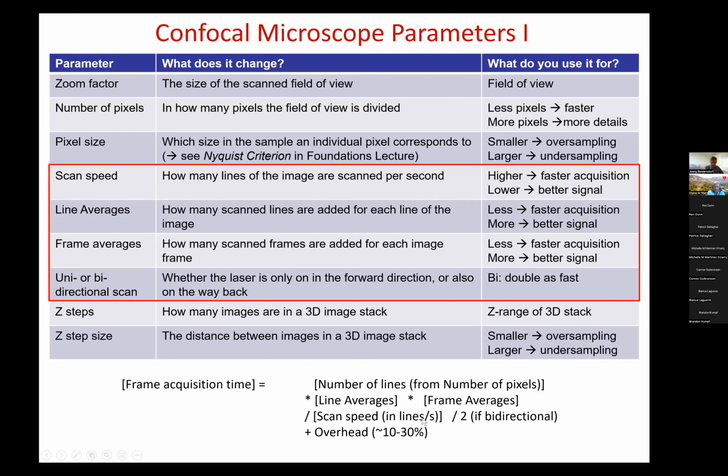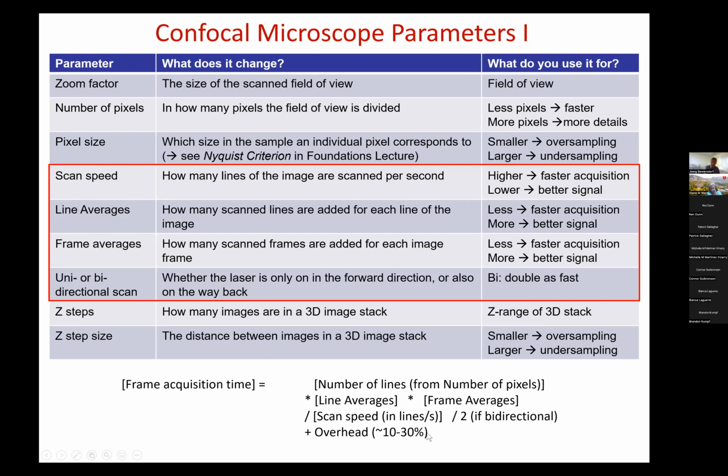So, for example, if you say that to 1,000 lines per second and you have 1024 pixels, without any line averages, it will take you about a second to finish that. And if you choose the bidirectional scan, this will be divided by 2 because it will be twice faster. And that's generally your frame acquisition time.